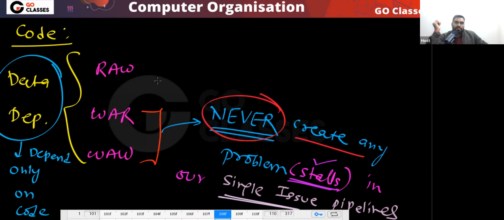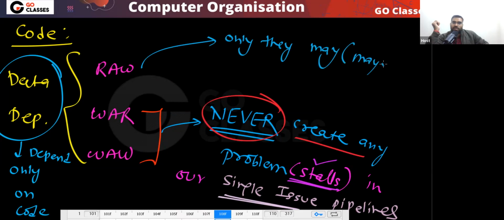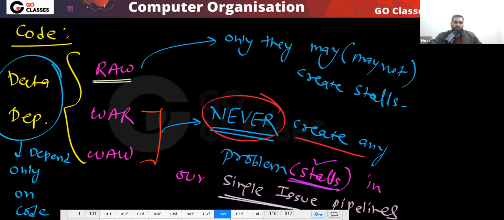Only these can create stalls. They may or may not, but only they may create stalls. Is this clear so far? So that is the reason only RAW hazards are possible. These hazards are never possible.